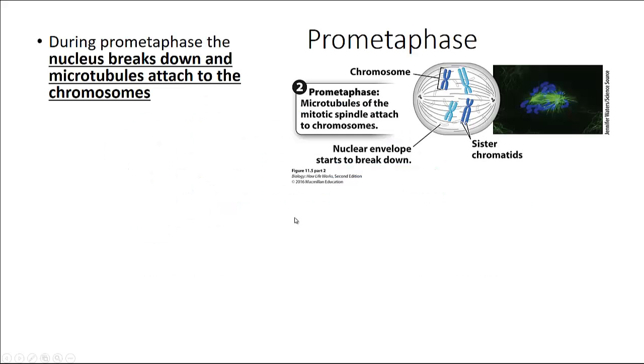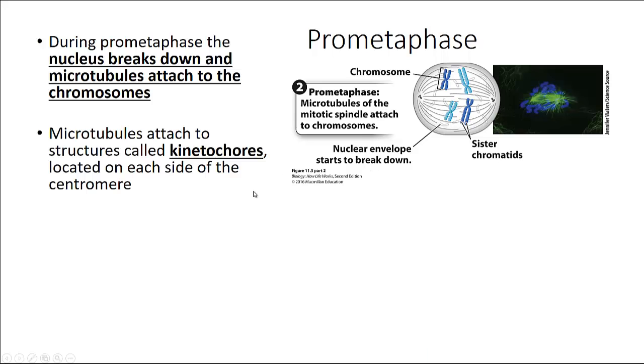In prometaphase, what is technically happening is the nucleus starts to break down, and these microtubules, or spindle fibers, will start to attach to the individual chromosomes themselves. As I mentioned, these little fibers are going to be moving the chromosomes around. So in prometaphase, they attach to the chromosome, which is obviously a prerequisite for them to be able to move them.